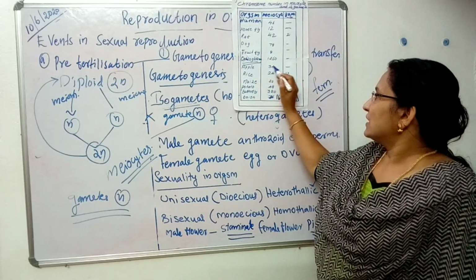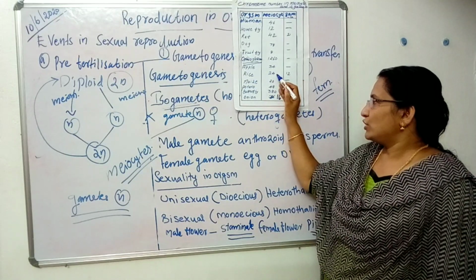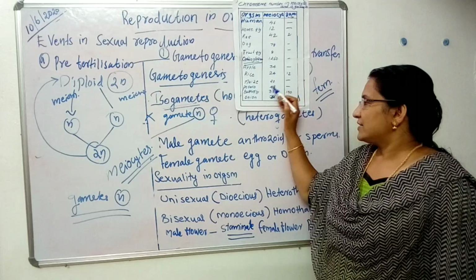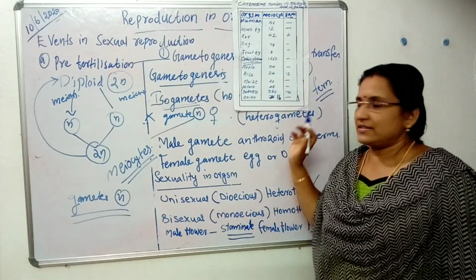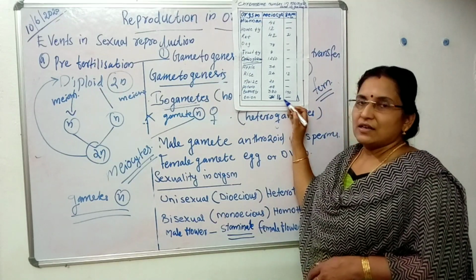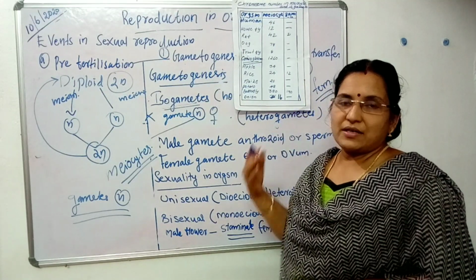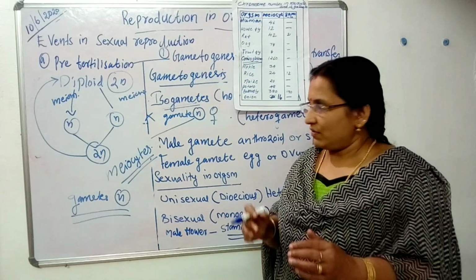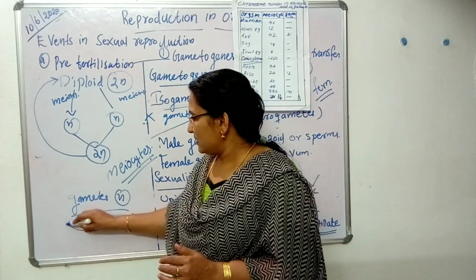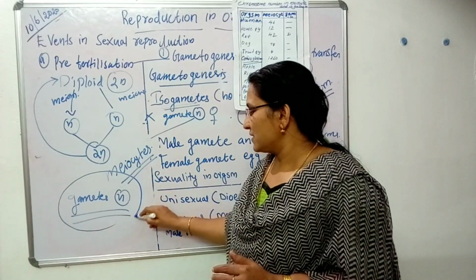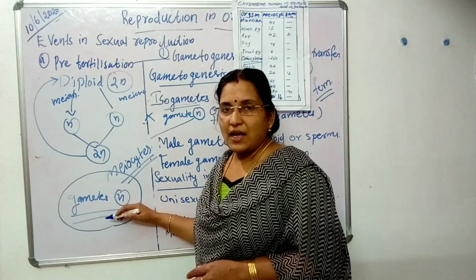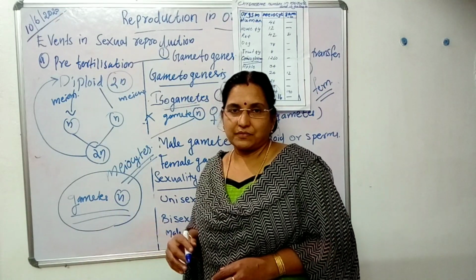Then apple 34, rice 24, maize 20, potato 48, butterfly 380, and in the onion it is 16. So in the gamete it is 8. You have to keep it in your mind always, that is, the gametes are always in the haploid condition.